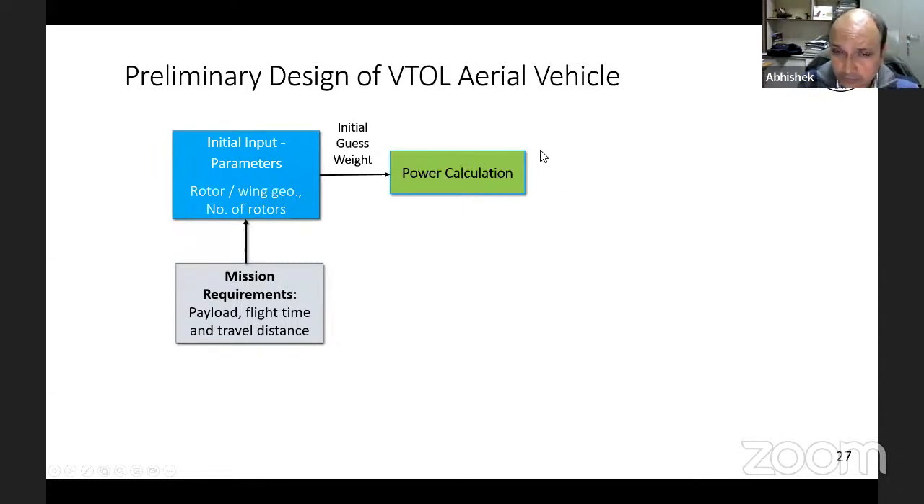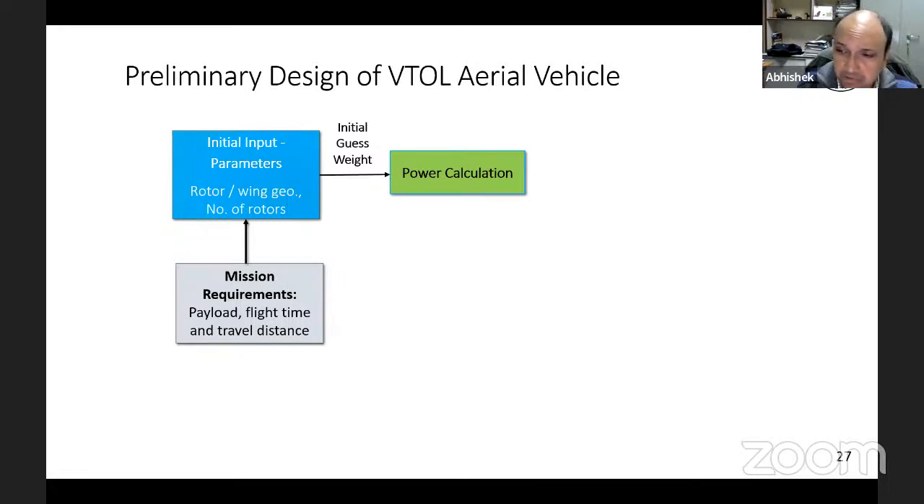So you have to do power calculation for hovering flight and for climbing and for cruising flight. So you do the power calculation for different legs and use this power calculation to calculate the total amount of energy required for the entire mission.